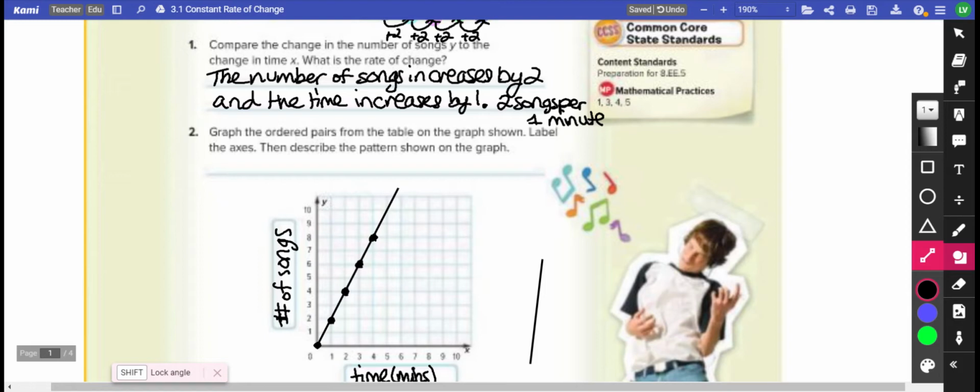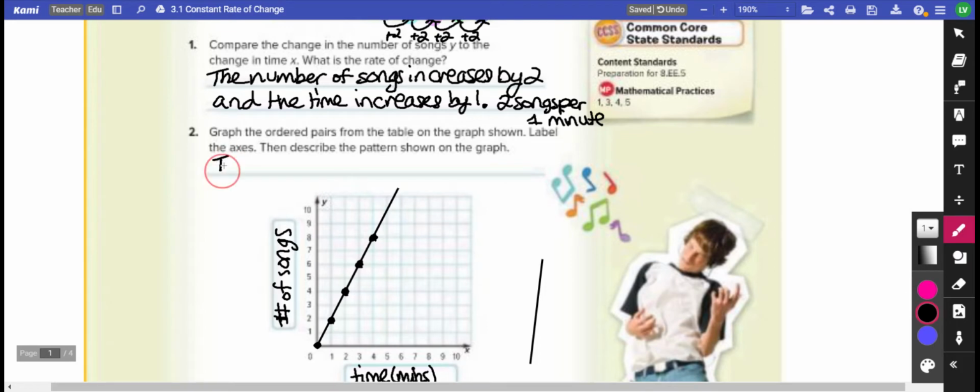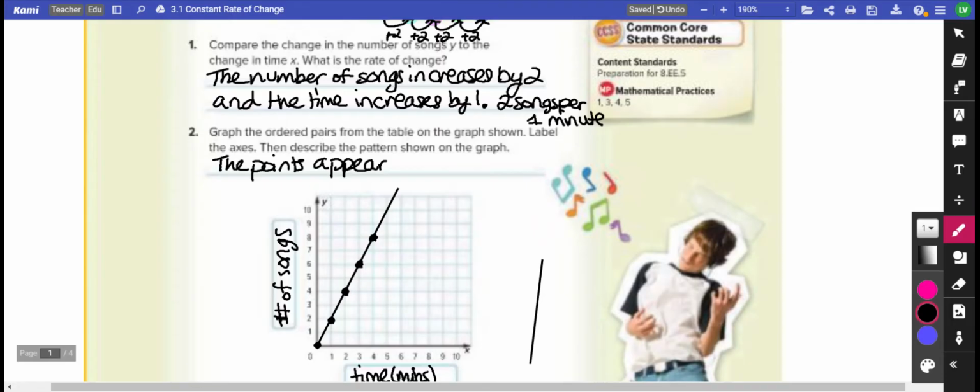Describe the pattern shown on the graph. Well, the points appear to make a line. Whoops. Wrong tool. The points appear to make a line. As you could tell, they make a line because I drew a line through them.